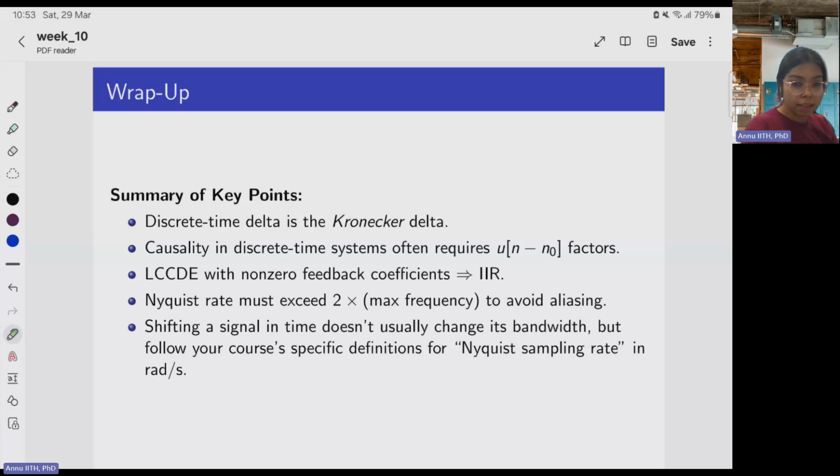So discrete time delta is a Kronecker delta, and causality in discrete systems often requires n minus n naught factors. And LCCDE with non-zero feedback is actually IIR. Nyquist rate must exceed 2 times the maximum frequency to avoid aliasing. Shifting a signal in time doesn't usually change its bandwidth, but follow the closed definition for Nyquist sampling rate in that case.